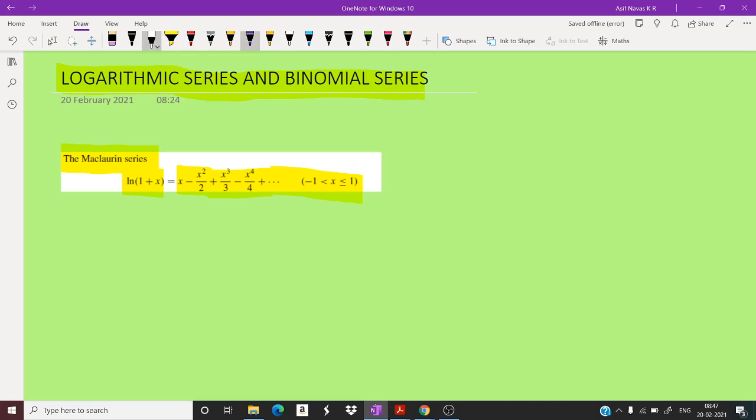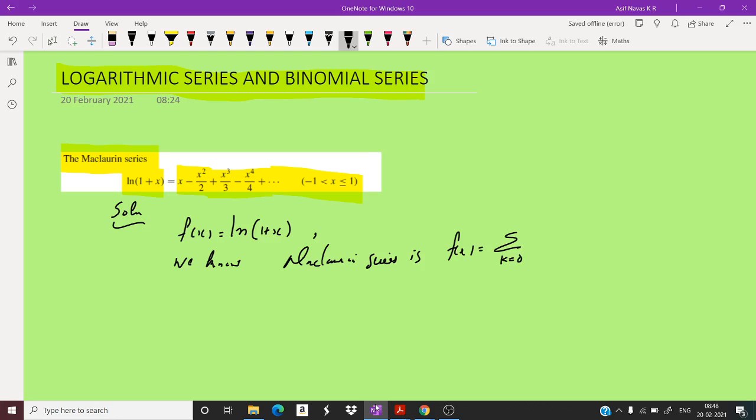So now we can derive this. We can find the Maclaurin series of log(1 + x). We will take f(x) equal to log(1 + x). Then we know the Maclaurin series is f(x) equal to the sum from k equal to 0 to infinity of the kth derivative of f at 0 divided by k factorial times x raised to k. So this is actually equal to f(0) plus f'(0) by 1 factorial x plus etc.